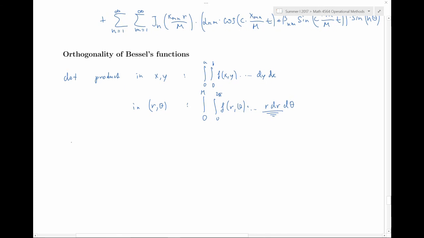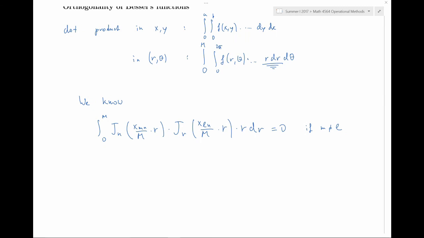Well, we know, and I'm going to leave the explanation behind the scenes, that the Bessel functions are all orthogonal to each other. The integral from 0 to M of J_n of x_mn over M times r, times J_n of x_ln over M r, times r dr, is 0 if m is not the same as l. The same is true for the functions of different order. They're all going to be orthogonal to each other.